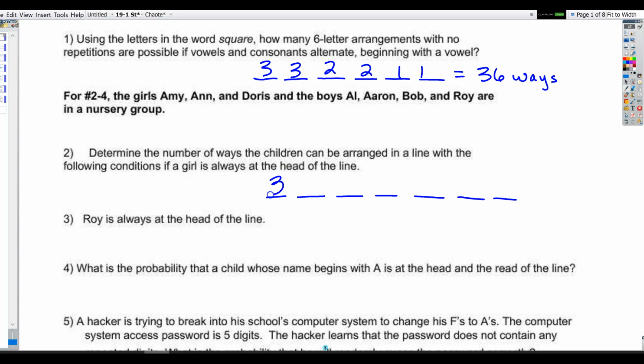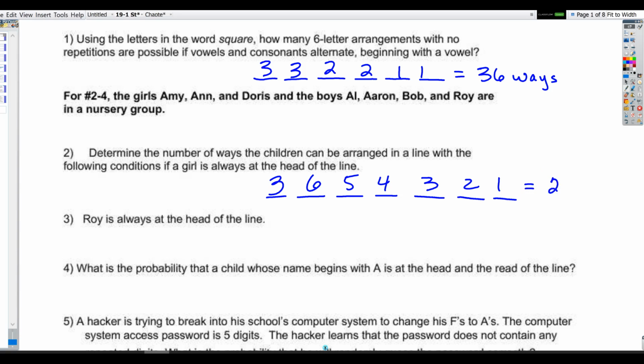Very good. Then beyond that, there are no requirements. So the second position is going to be the leftover 6 people, right? And there's 6 choices there. So 6, 5, 4, 3, 2, and 1. And that's going to give you what?